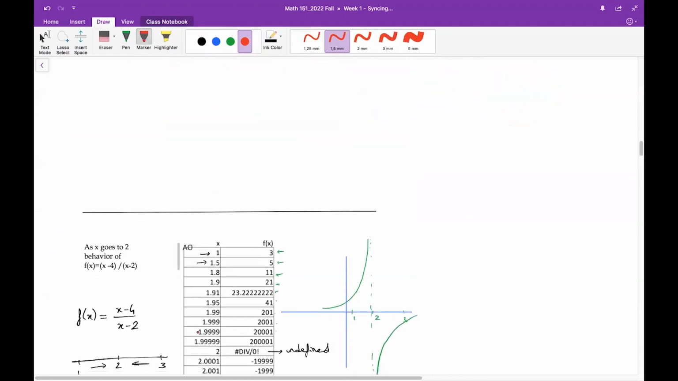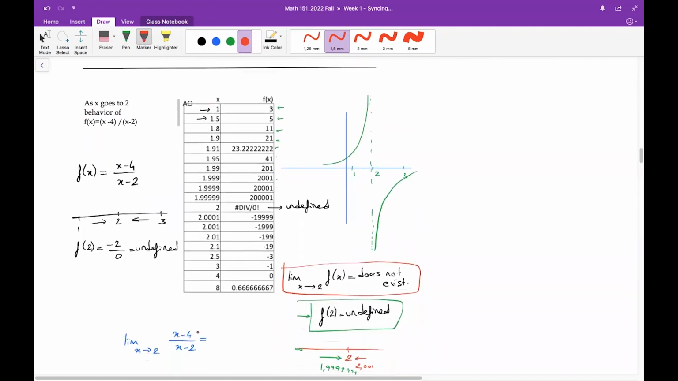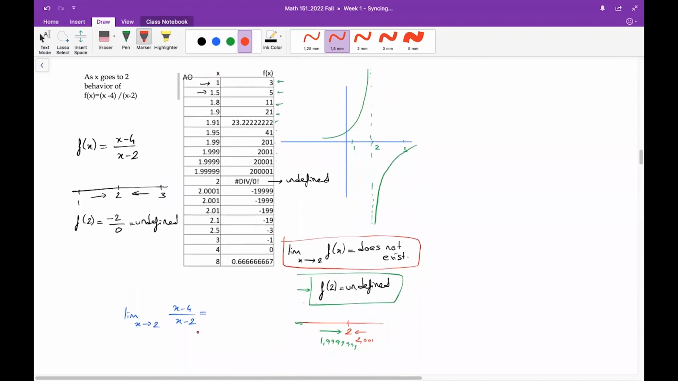Okay, here you will see another particular example. This time we are interested in this function. f of x is (x minus 4) divided by (x minus 2), okay? And what happens to f of x if you insert x equals 2? Again, you end up with a division by 0, right? And a number divided by 0 is an undefined value.